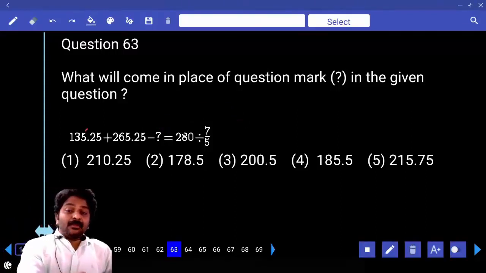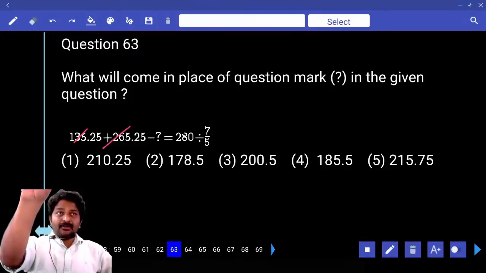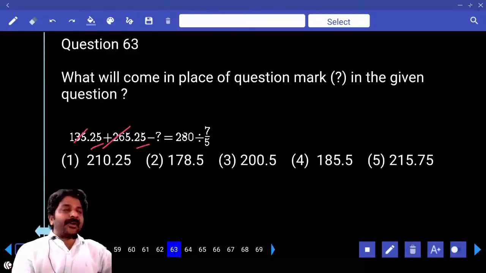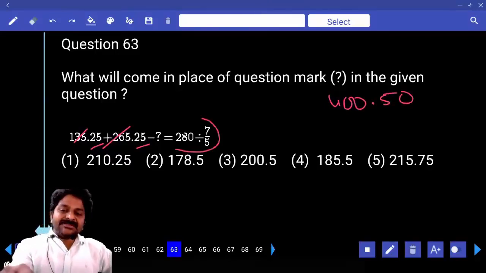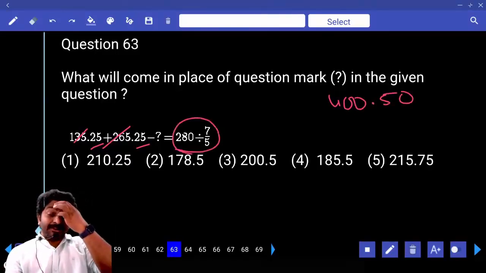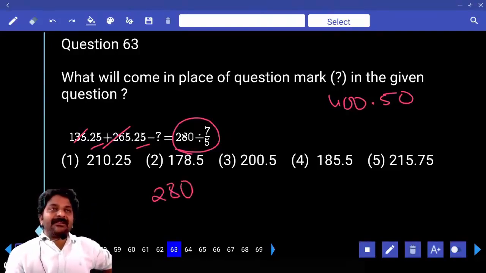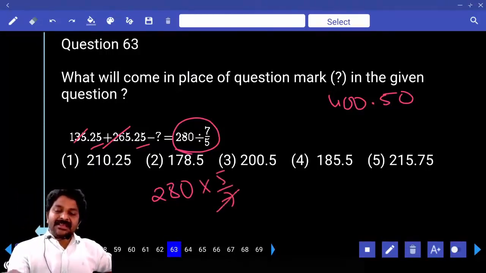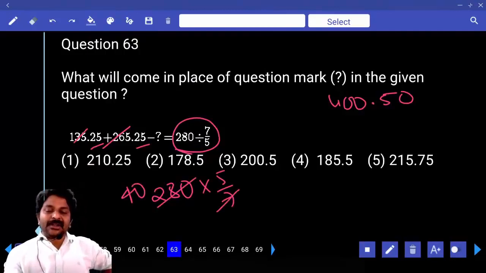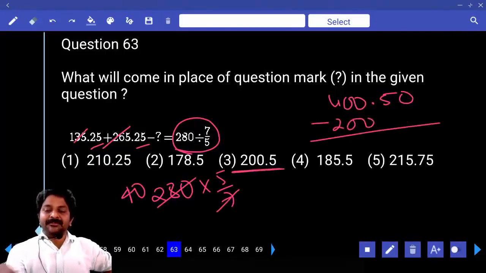Come on. 135, 265. How much is that? 400. 0.25, 0.25. That is 400.5 or 0.50. Okay? When this fellow comes to the other side, it becomes a negative number only. Let's simplify and take that as negative. 280 divided by 7 by 5 can be treated as into 5 by 7. 7, 40 times. 40 into 5. You need to subtract 200. Then answer is 200.5.